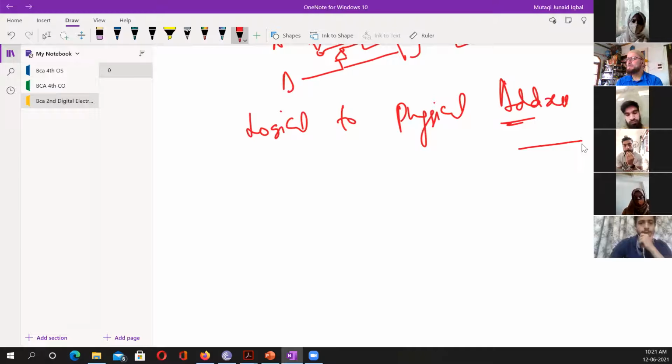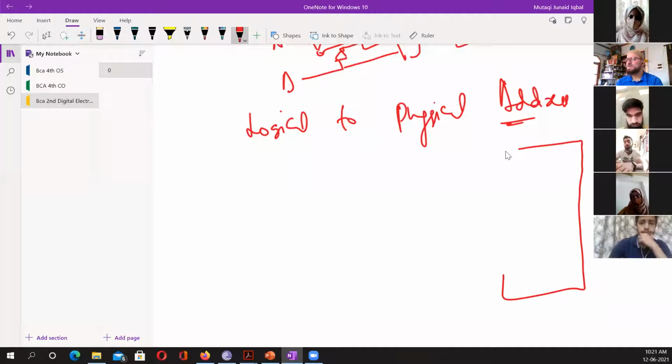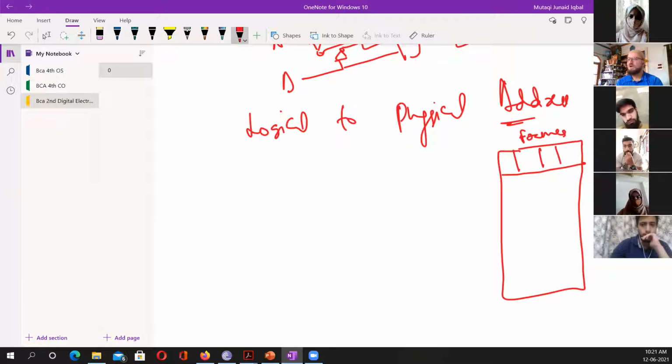a RAM, for example, whatever it is, it's having frames. What will be in a RAM? I will give a very simple example to make you understand this thing. So in the RAM, we have frames, right? For example, we have 4-byte frames. And maybe we have in totality, say for example, 32 bytes. I'm giving a very simple example.